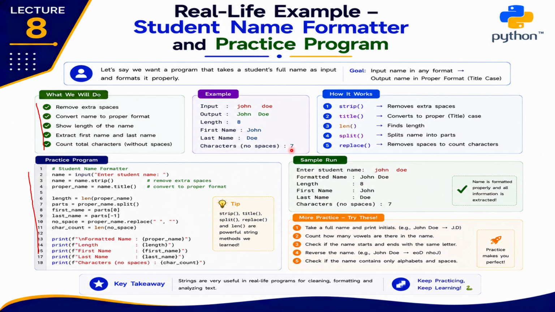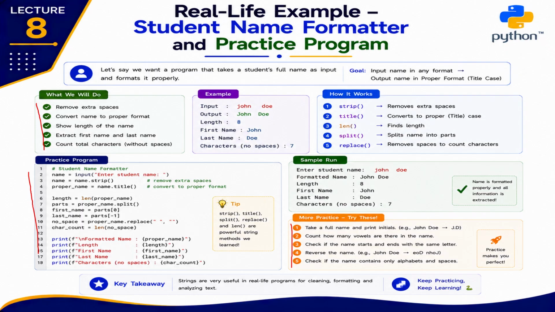Now, to improve your skill, you can also try these exercises here. You can try these by yourself. These are the easy exercises. Print only the initials of a person's name. Count the number of vowels in the name. Check whether the name starts and ends with the same letter. Reverse the complete name. These small programs will help you become more confident with string methods.